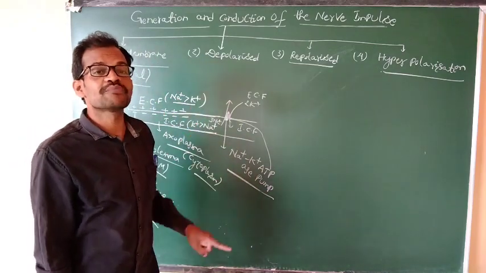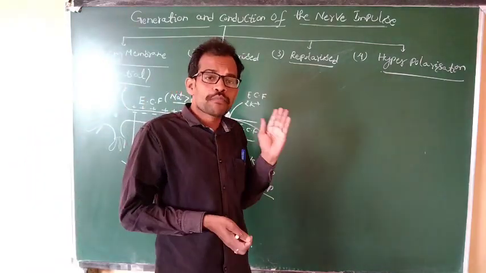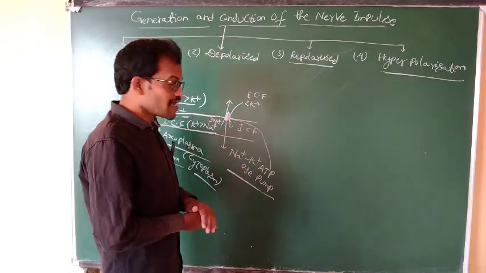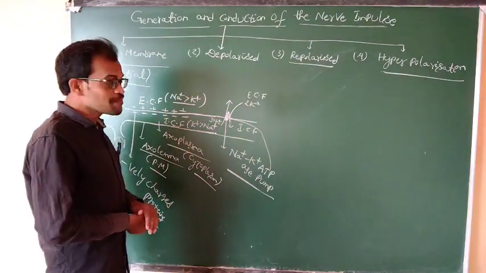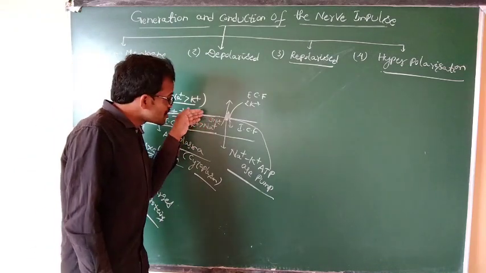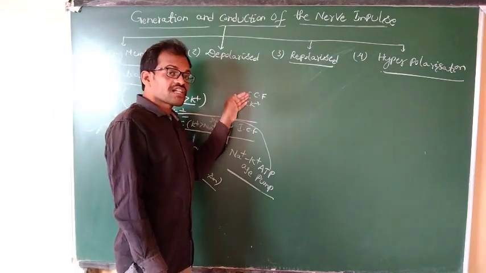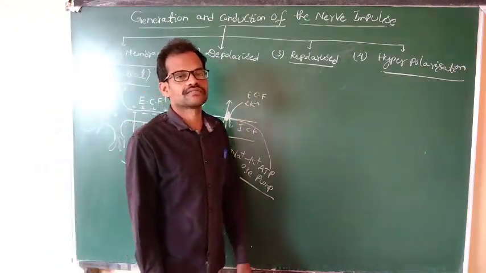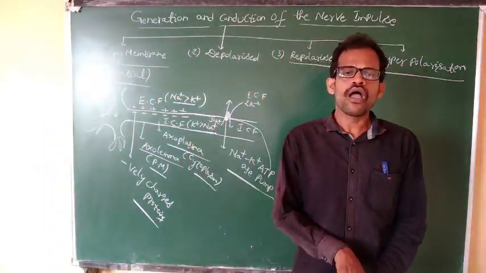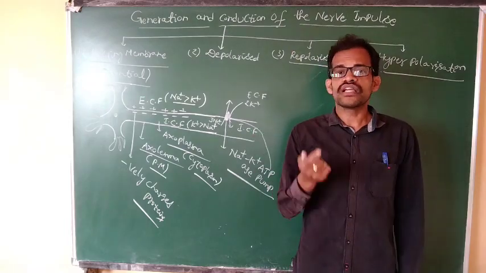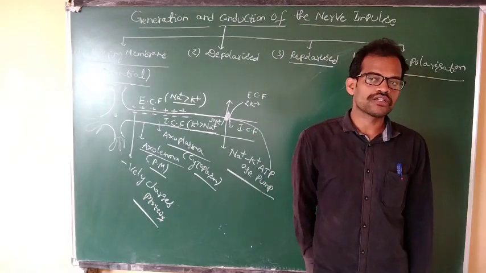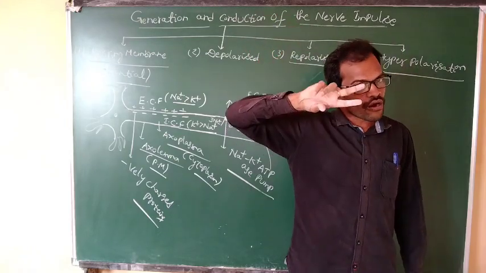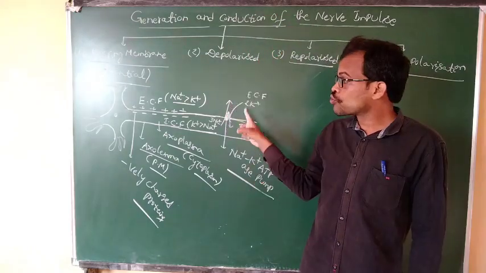The sodium potassium pump is nothing but a protein, and these proteins utilize ATP molecules as energy. Once they utilize the ATP, they send three sodium from inside to outside and two potassium from outside to inside. They maintain the balance: outside always positive, inside always negative. This is maintained by the sodium potassium pump.